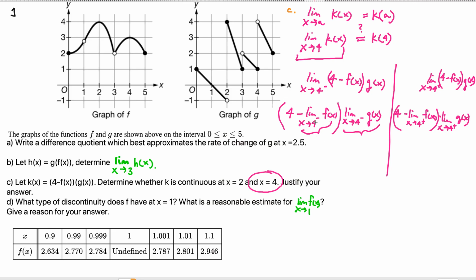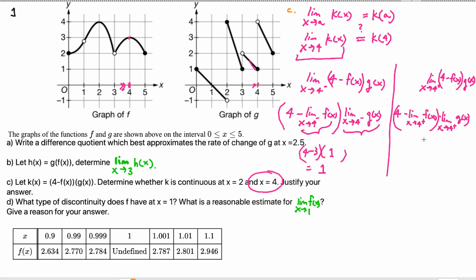So the limit as x goes to 4 from the left of f of x. This is 4 along x, and I'm coming to 4 from the left, so I'm getting closer and closer to 3. So this is 4 minus 3 in here, times the limit as x goes to 4 from the left of g of x. As I get closer and closer to 4 from the left, I'm getting closer and closer to 1 for g. So this is 4 minus 3, which is 1, times 1. And I have the value for the left-hand limit equals 1.